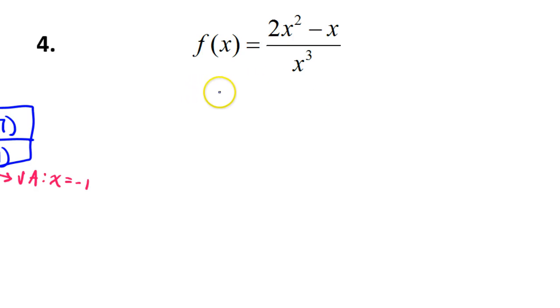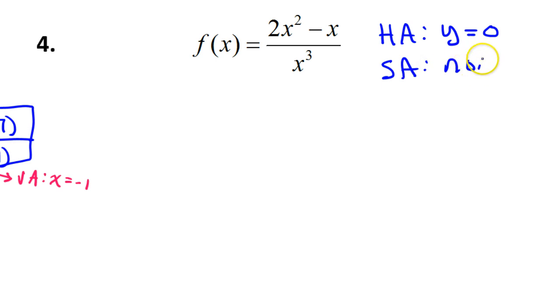All right, look at number 4. Now, let's talk about the horizontal asymptote. Will there be one? Well, the top degree is less than the bottom degree. We've learned that when that happens, there will be a horizontal asymptote. It'll be y equals 0. So we've got that. That means the slant asymptote will be none. That only happens when the top degree is 1 more than the bottom, so there won't be a slant asymptote.